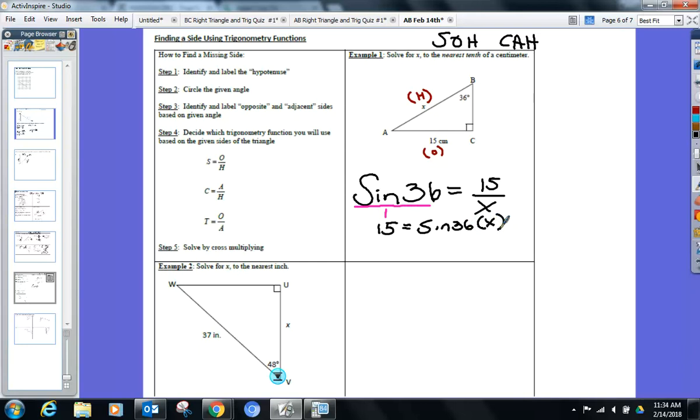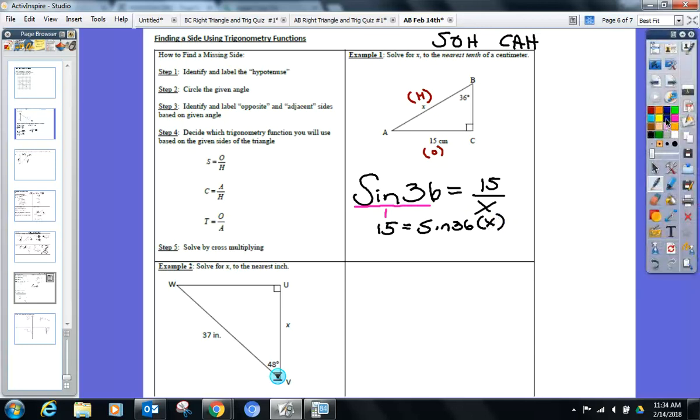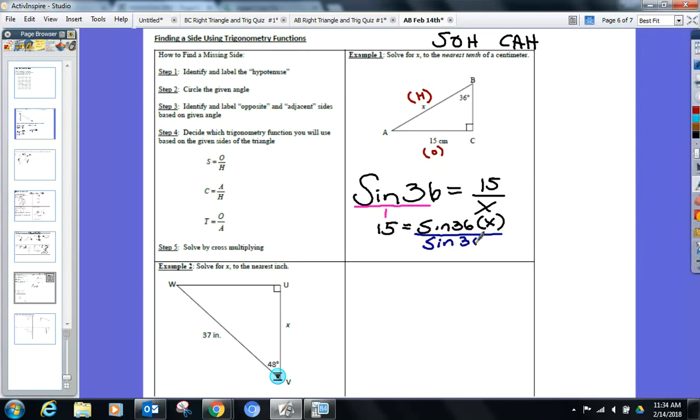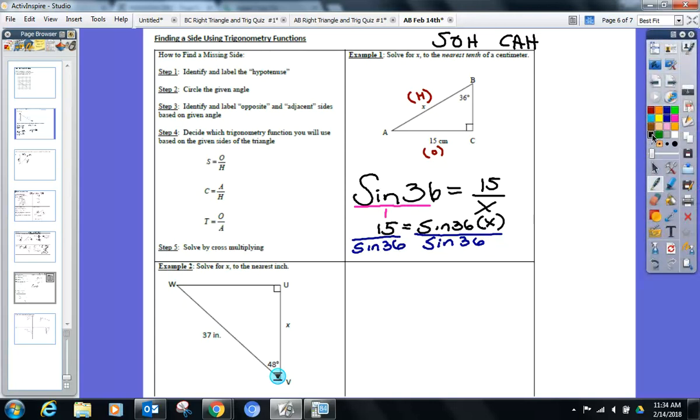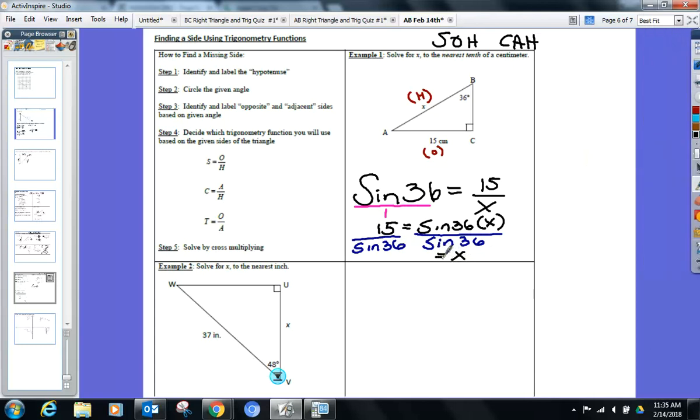Now how do I get x by itself? What should I be doing on both sides? What's happening between these two right here? Multiplying. So if I want to send the sine of 36 to the other side, I should probably divide. Yep. Not by 36, but by sine of 36. That gets the x by itself. Now all I have to figure out is what 15 divided by sine of 36 is. And that's your calculator's job now.